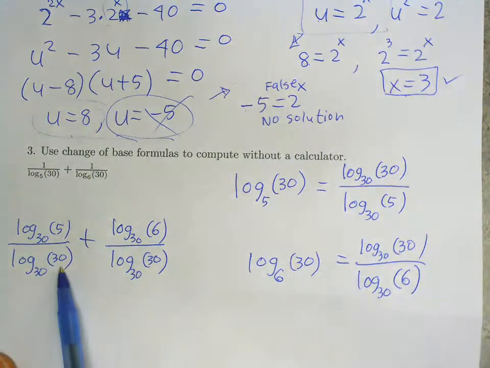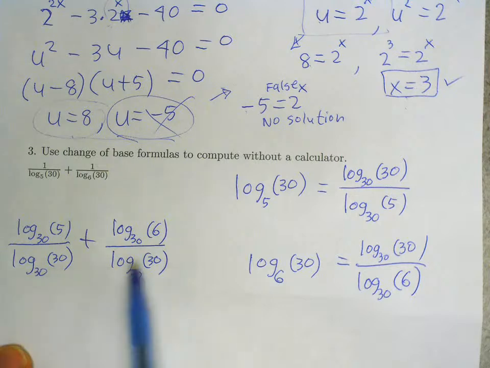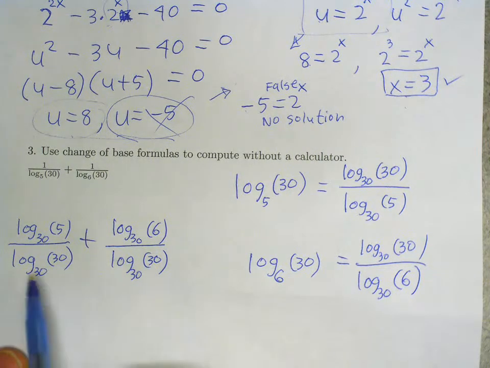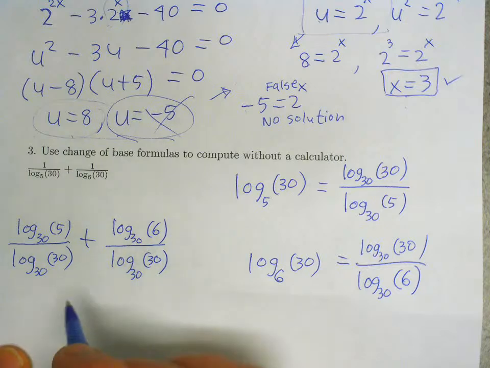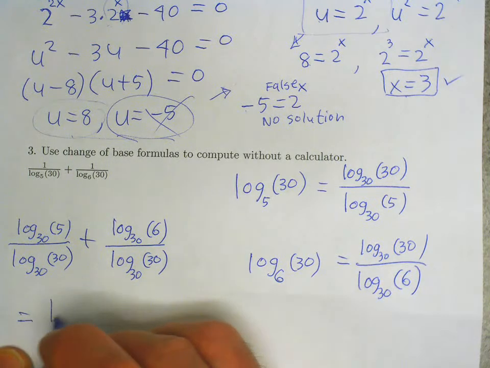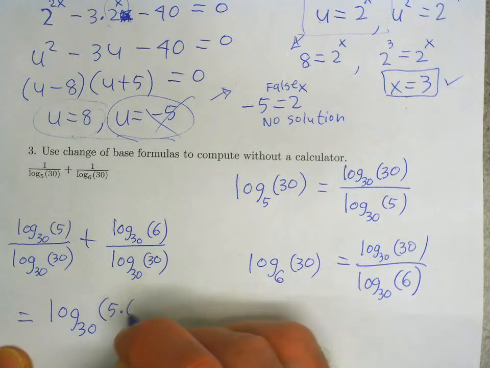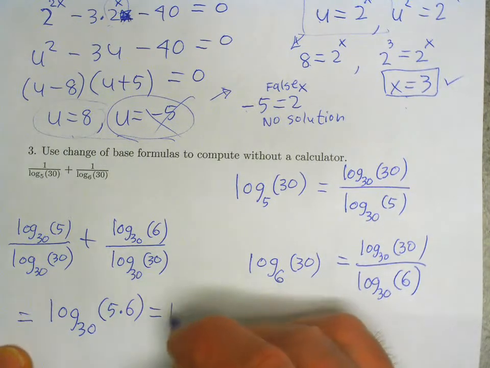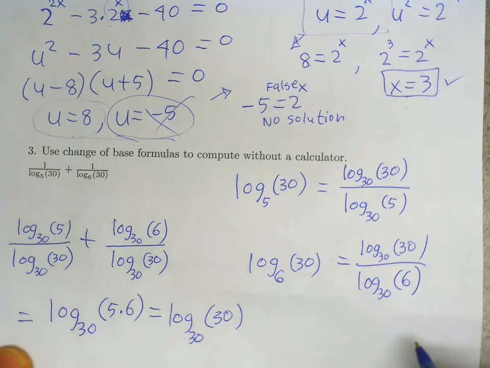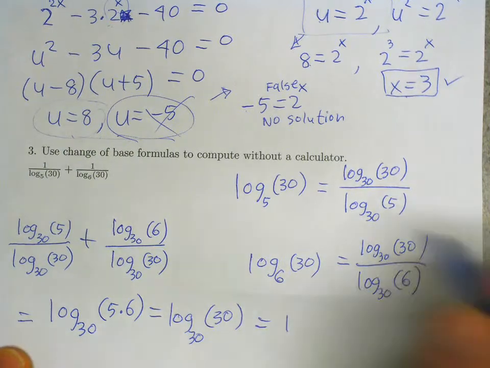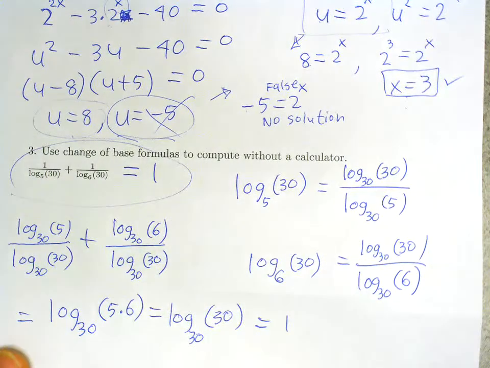Log base 30 of 30 is just 1 because 30 to the first power is 30. So these two denominators are 1, and I'm adding 2 base 30 logarithms, so I can write this as log base 30 of 5 times 6, or log base 30 of 30, and log base 30 of 30 is 1. So this just simplifies to 1.